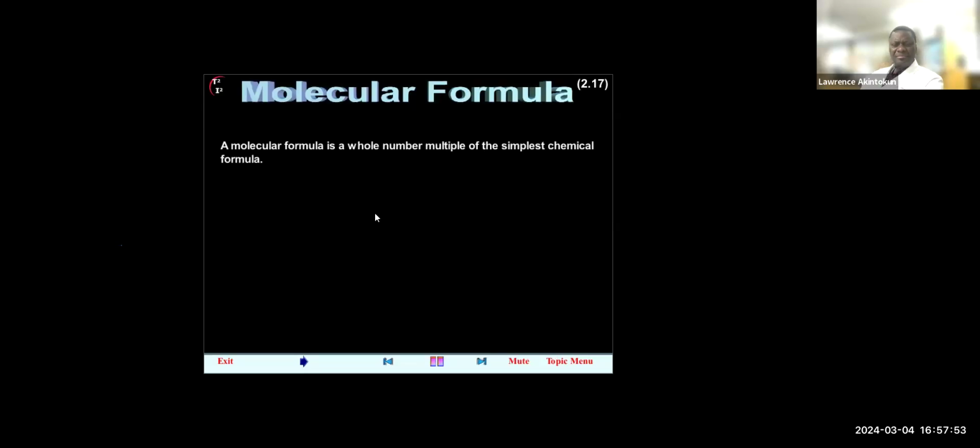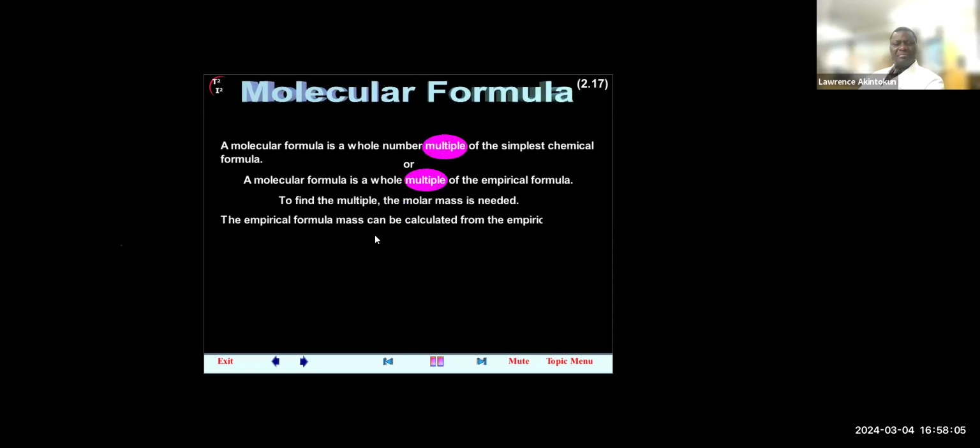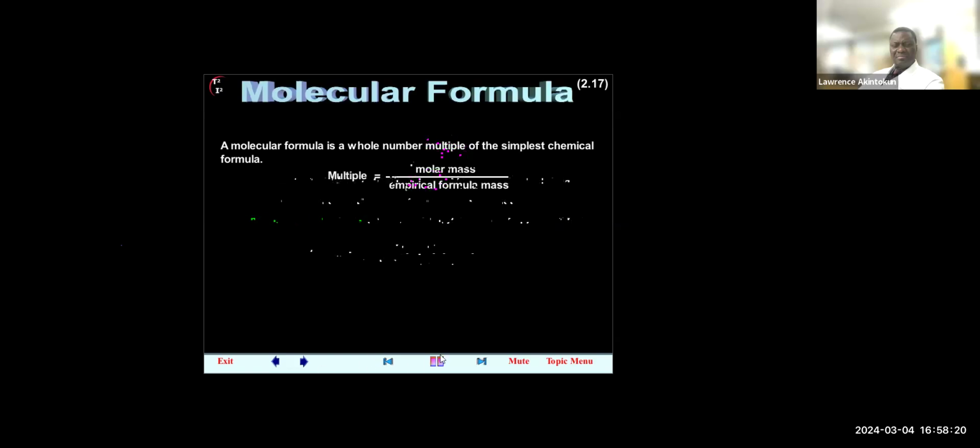A molecular formula is a whole number multiple of the simplest chemical formula, or a molecular formula is a whole multiple of the empirical formula. The empirical formula mass can be calculated from the empirical formula. Multiple is equal to molar mass divided by empirical formula mass.